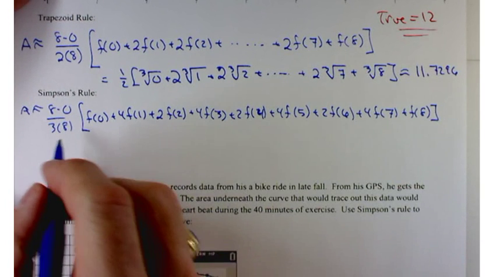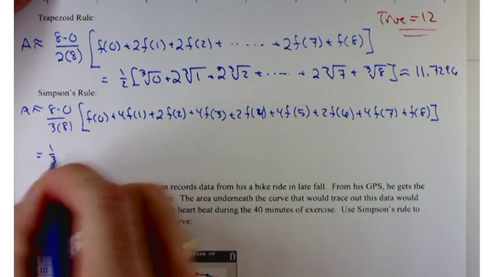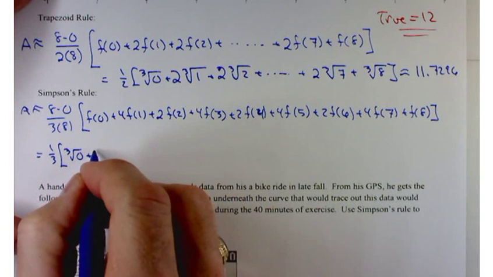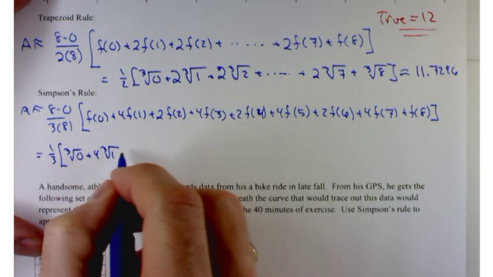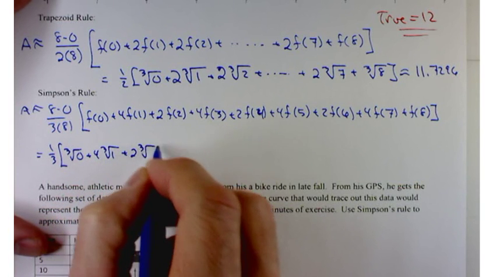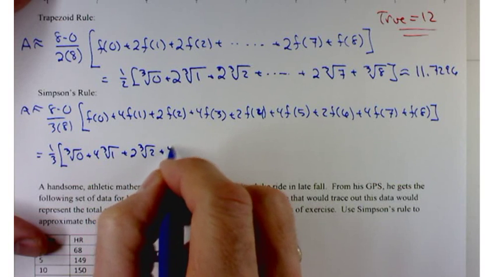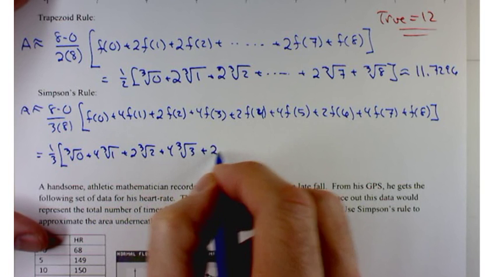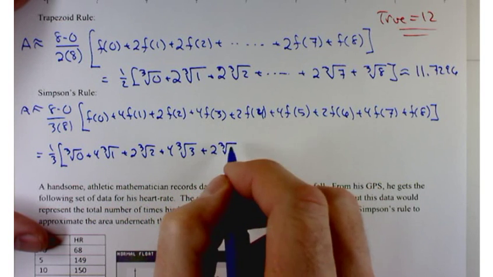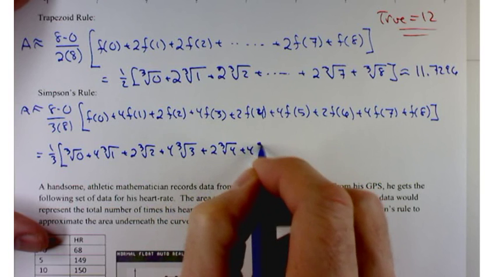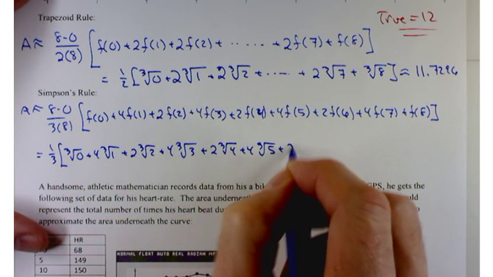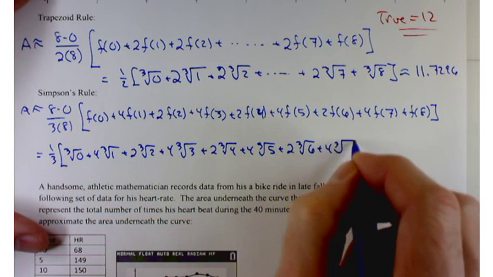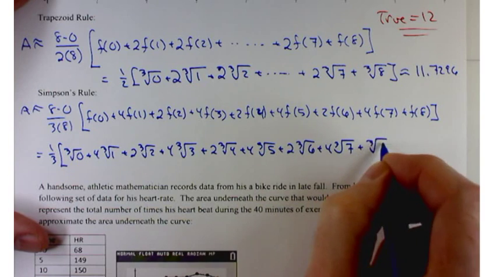Wow. So that's going to equal 1/3 times the cube root of 0. I'll do that one for you. I'll do the second one as well: 4 times the cube root of 1 plus 2 times the cube root of 2 plus 4 times the cube root of 3 plus 2 times the cube root of 4 plus 4 times the cube root of 5 plus 2 times the cube root of 6. Almost done. 4 times the cube root of 7 plus the cube root of 8.